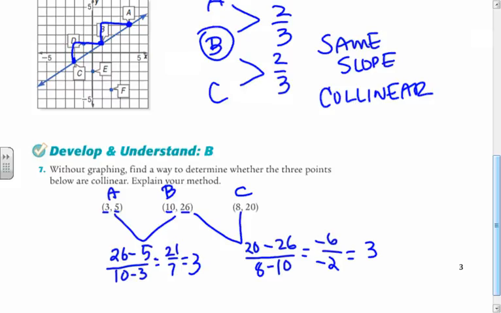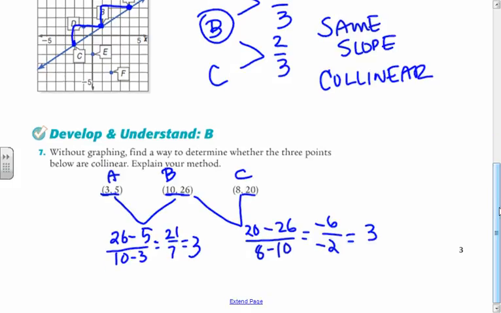So we're going to say that these points definitely are going to be collinear, and we could actually check that out by graphing them. If I put all 3 of these on a graph, you would notice that they all line up in a straight line. But this is a method we can use without graphing them.